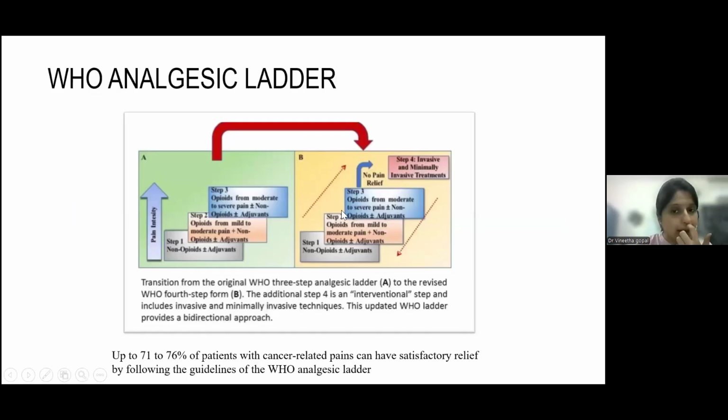Now, for nociceptive pain management, this is the WHO analgesic ladder. You all are familiar with that. Step 1, non-opioids plus or minus adjuvants. Step 2, weak opioids plus step 1. Step 3 means strong opioids plus step 1. Later on, WHO added a 4th step. If the pain is refractory to these 3 steps, we can go for invasive and minimally invasive treatments, that is interventions.